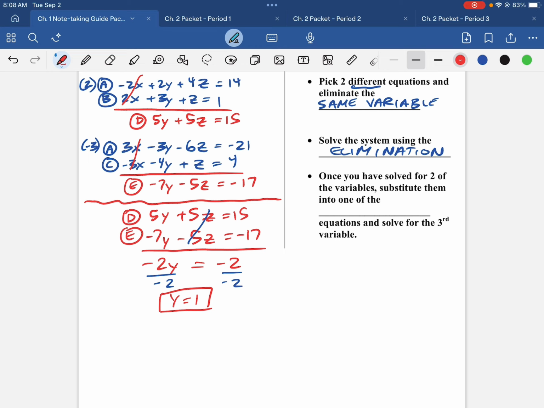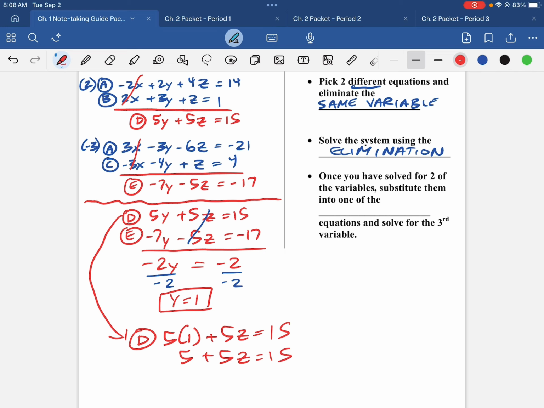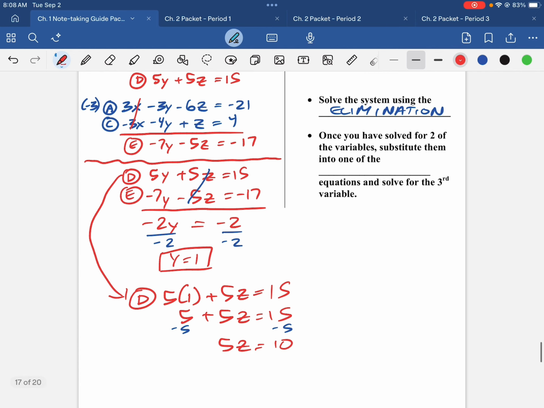All right, so I'm going to go to either equation D or E. It doesn't matter which one. I think I'll use equation D, and I'll just plug in 1 for y. Okay, and then so 5 plus 5z equals 15. Now I can subtract 5 from both sides and divide by 5, and z is going to equal 2.